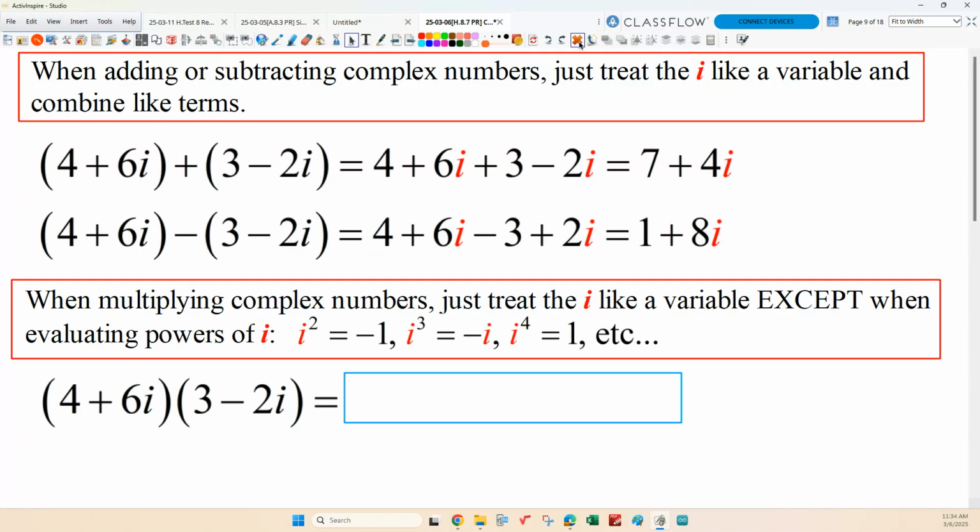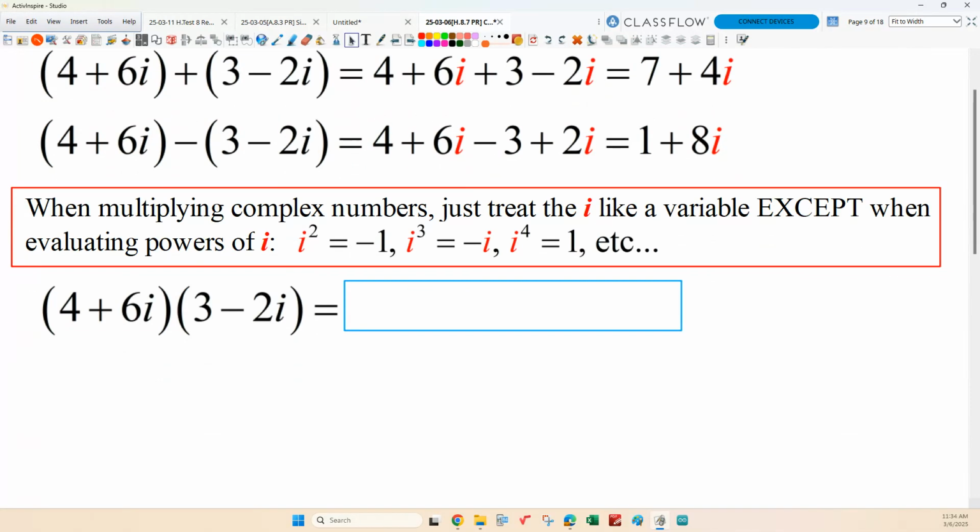How do we multiply complex numbers? Well, you guessed it. We're just going to expand these out like we would if the i's were x's, except we have to remember that powers of i mean specific things. Like if these were x's, we'd end up with a term that we just left as an x squared and be done with it, right? But in this case, we can't do that because we don't leave i squared as i squared. i squared is equal to -1.